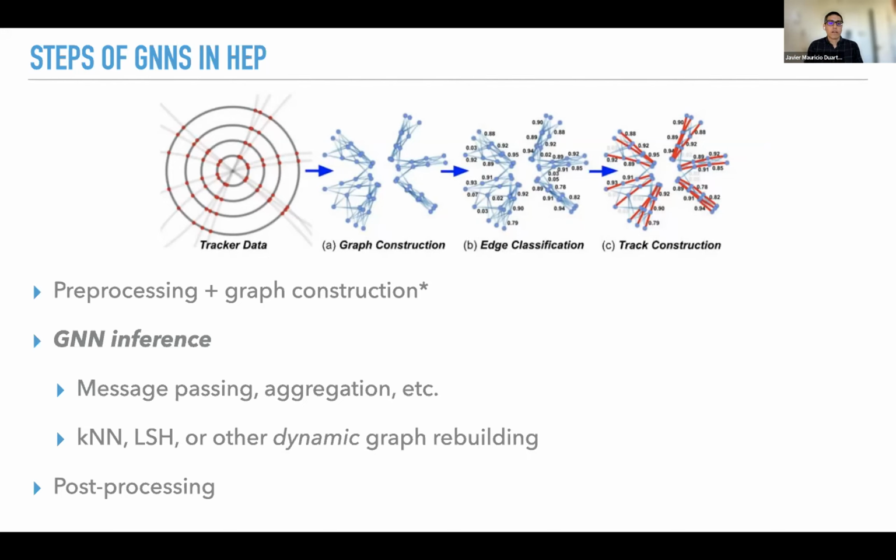Another one that can be quite computationally intensive is if you have to do dynamic graph building or rebuilding, using something like k nearest neighbors or locality sensitive hashing, different tricks to try to make this more computationally efficient. But nonetheless, you're still doing some sort of complicated kernel where you're trying to sort, let's say, all the nodes based on some criteria, like some distance in a latent space, and then find all the nearest neighbors. So this could be a computationally intensive task. And then finally, there's post-processing, which I won't get much into, so I'll focus mostly on accelerating the GNN inference itself.